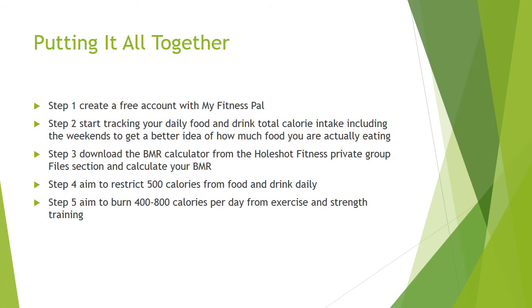Now, step four, you want to aim to restrict your calories by 500 per day from food and drink. So this refers back to step two. If you're at the moment eating 2,000 calories per day, and maintaining your weight, or over the last 12 months you've gradually put on 5 kilos or whatnot, if we bring that from 2,000 down to 1,500 calories a day and aim to burn between 400 to 800 calories per day from exercise and regular strength training, you're going to see some consistent weight loss.